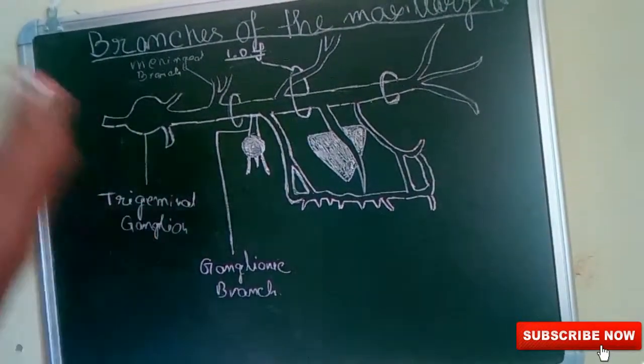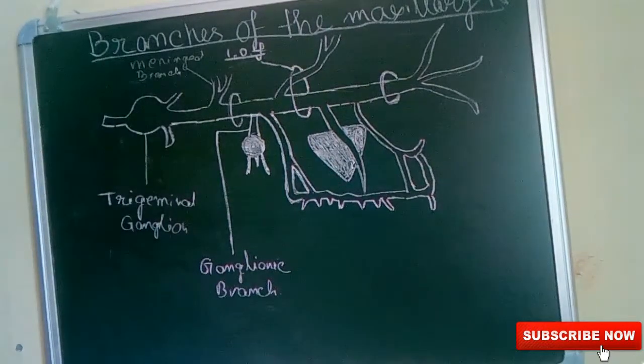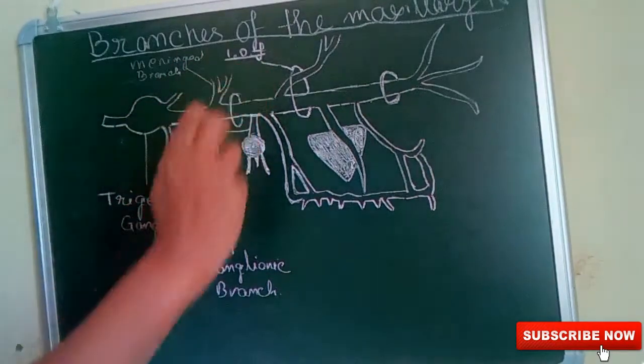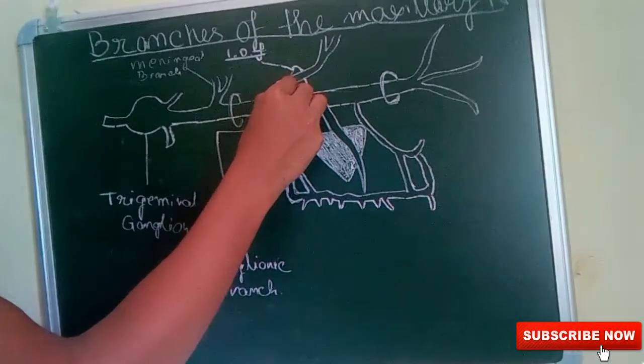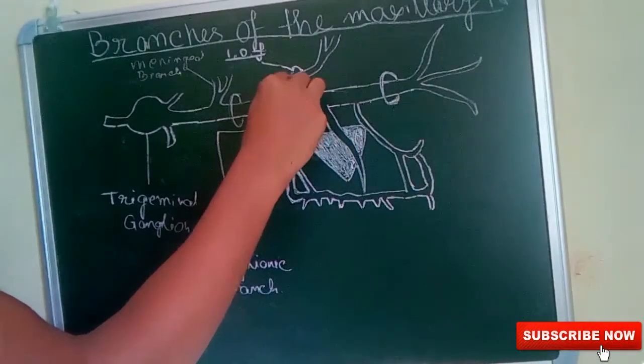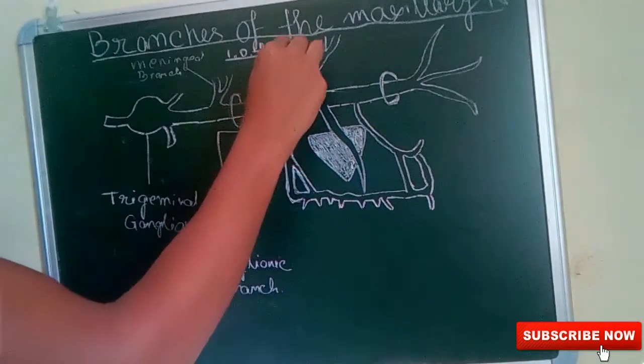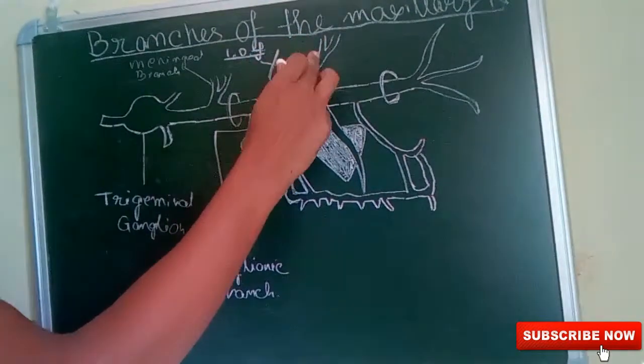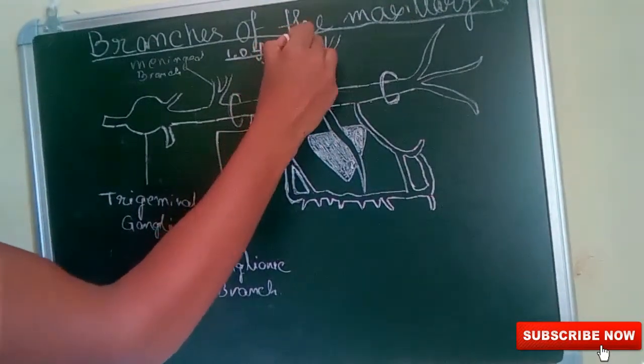Then the nerve gives the branches, that is the zygomatic branch, the zygomatic nerve. This is the zygomatic nerve.